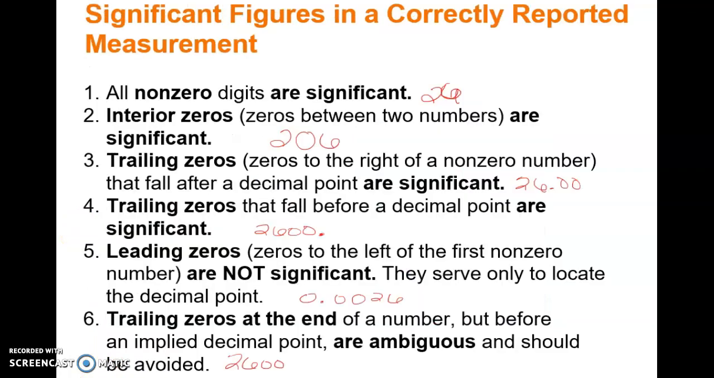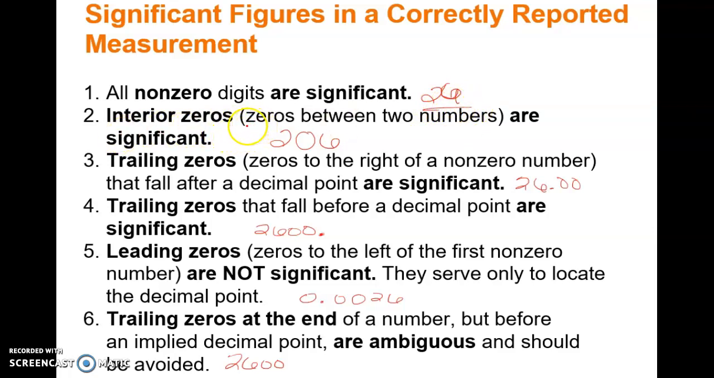All right, now let's talk about significant figures. How do you count them? How do you know what is significant? All non-zero digits are significant. This is supposed to say 26, but it's a little bit sloppy. These writing pens are not the best. So this has two significant figures.